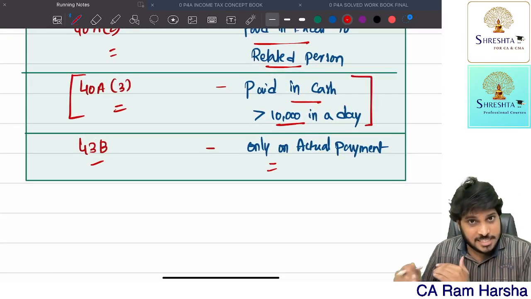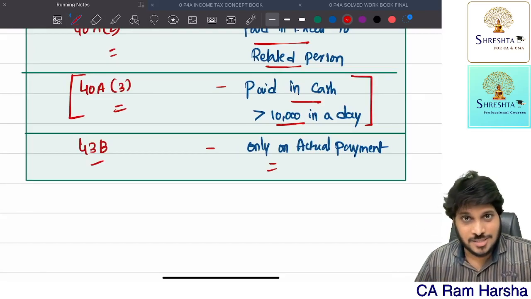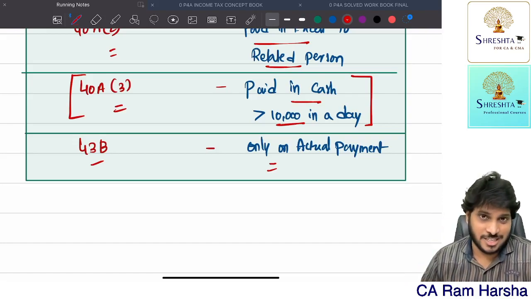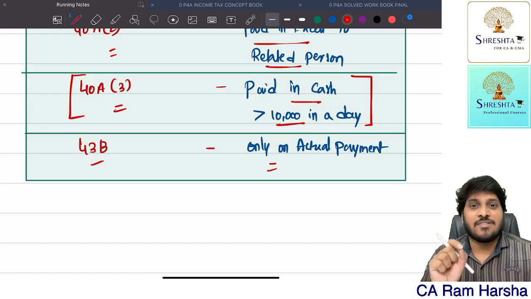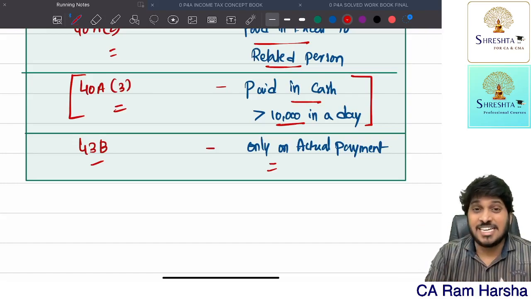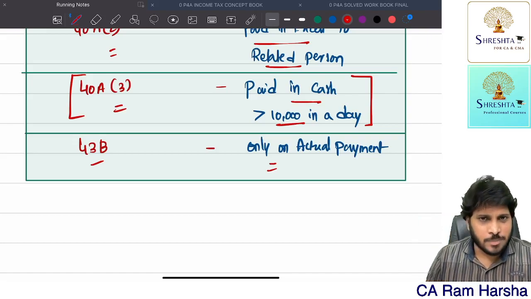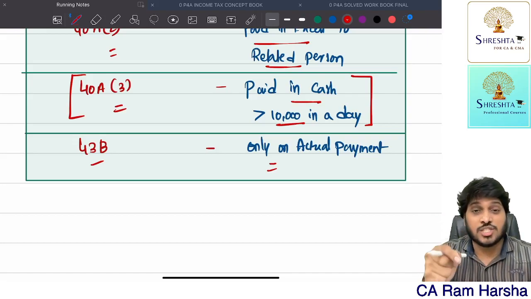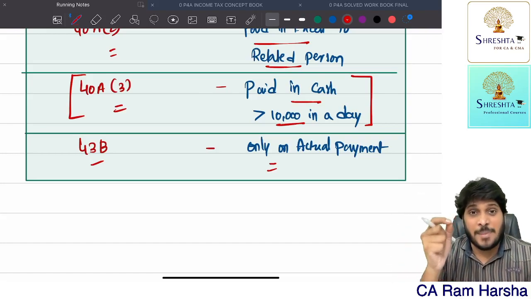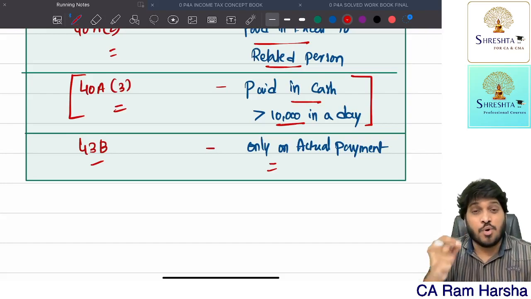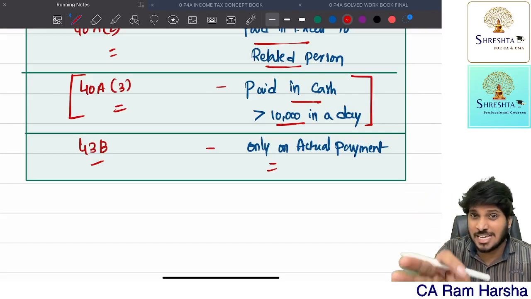In order to discuss the example, let us first understand this particular point. If you recollect section 32, the depreciation section, there we have seen one provision. What we have seen? No depreciation will be allowed, or asset will not be added into the block. Nothing but the actual cost of a particular asset is equal to 0 if the amount paid on that asset is more than 10,000 rupees at the time of its purchase in a single day to a single person.